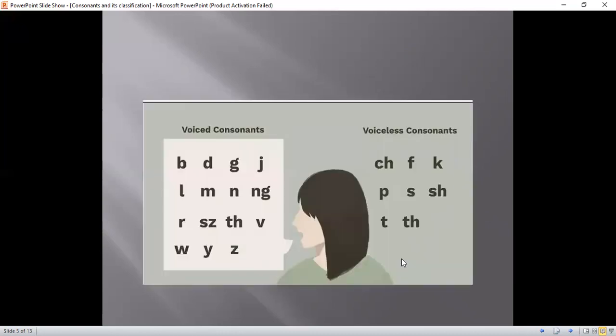So here is the image of voiced consonants and voiceless consonants. In the voiced consonants, we have b, d, g, j, l, m, n, r, z, v, w, y, z. And in the voiceless consonants, we have ch, f, k, p, s, sh, t, th. So this th is the voiced consonant, as in "the", and this th is the voiceless consonant, as in "thing".